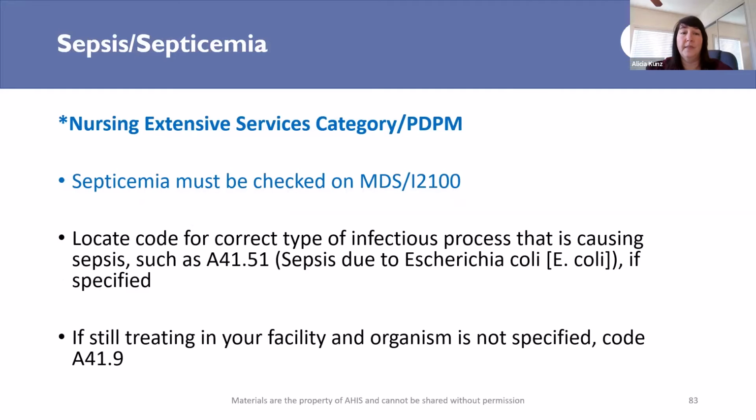For sepsis or septicemia, and we use those terms interchangeably, this is a checkbox on the MDS, I2100, but for the diagnoses list, we would need to use the appropriate sepsis code. If we know the organism, so for example, if we know that it is sepsis due to E. coli, then we would assign code A41.51. If all we know is that they have sepsis, but we have no further information as to the causal organism, then we would use A41.9. And just know both of those codes map to a clinical category.